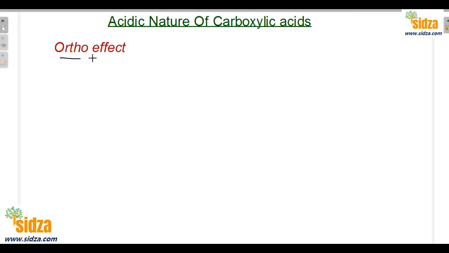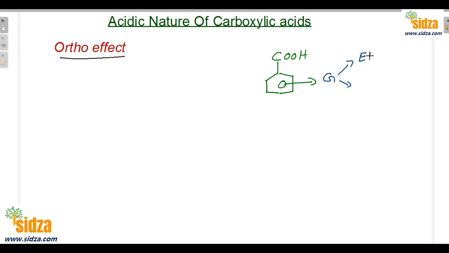Before we take up this ortho effect, let me give you a brief idea of what it actually is. If you do any kind of substitution to the aromatic ring, what will be the effect of the group that you attach on the carboxylic acid? If you attach any group here, what will be the acidic strength? Will it increase or decrease? It actually depends on whether it is electron releasing or electron withdrawing.